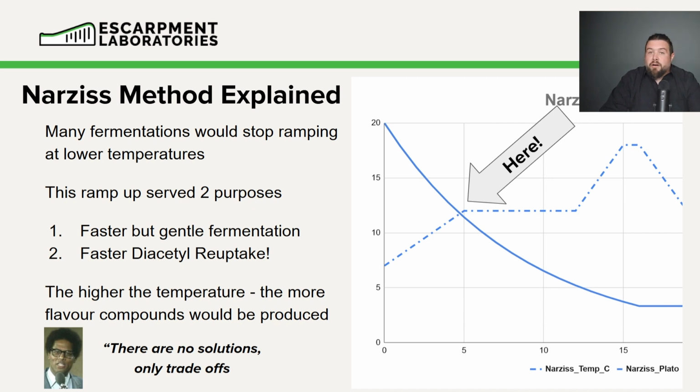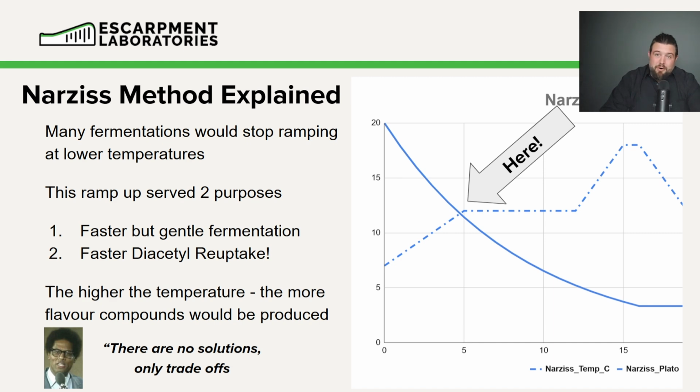If we go to a higher temperature, because not everyone would go to the 14, many would stop at 12, it will produce more esters. It will produce more aldehydes. It will produce more of all the compounds that we typically don't want in lagers. But it will go faster. We'll also typically see more diacetyl reuptake. It is a balancing act. There are no solutions, only trade-offs, as Thomas Sowell says.